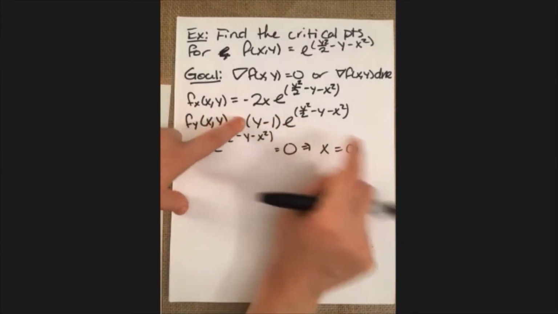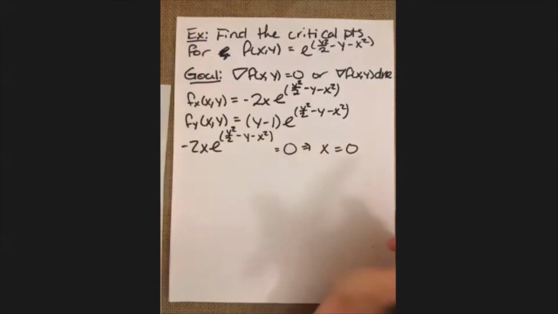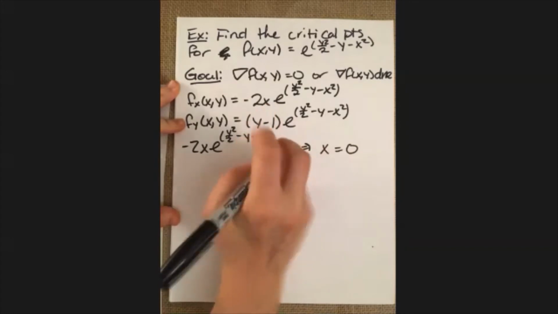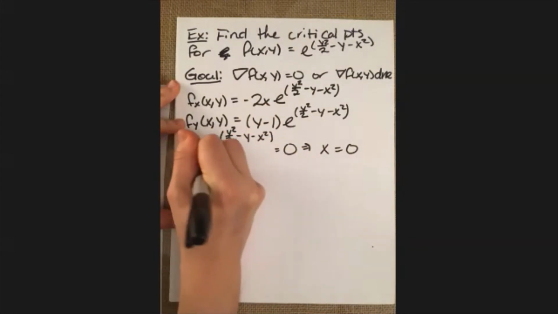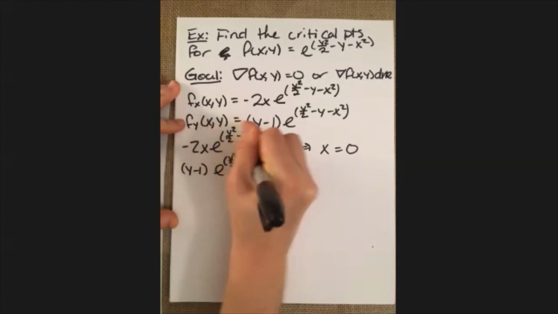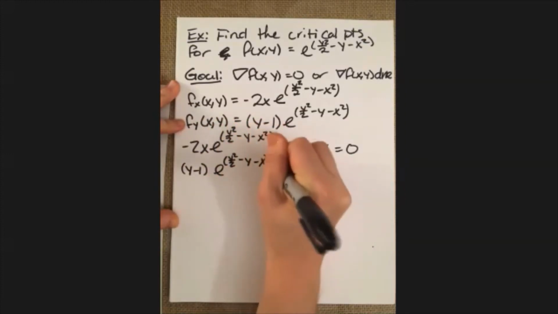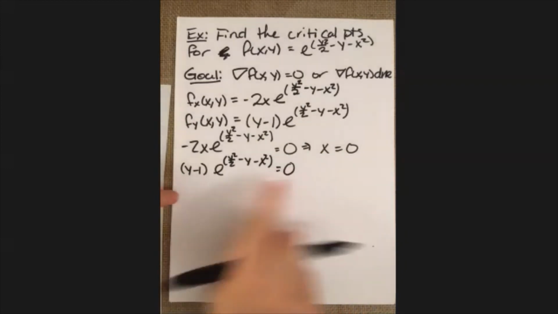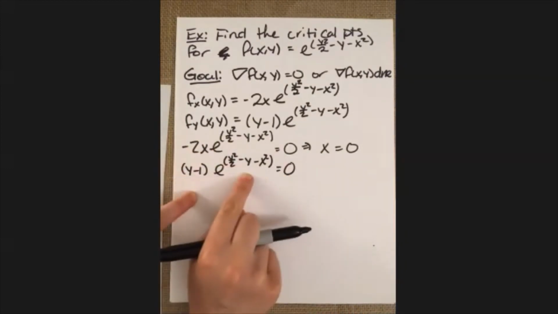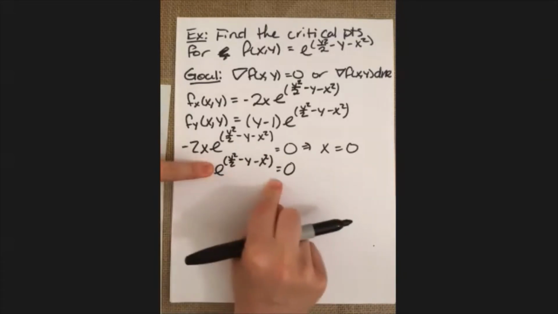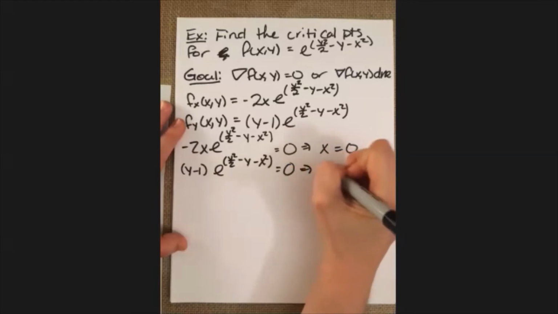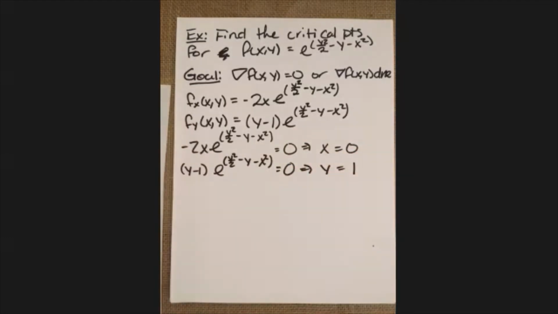Okay, so in a similar manner, we can look down here. This just gives us information about x, but we also need information about y. So we look here: y minus 1, e to the y squared over 2 minus y minus x squared. That's all equal to 0. Well, once again, we need this piece out front to be equal to 0 in order for the whole thing to be equal to 0, because the exponential function contributes absolutely nothing to that. So y would have to be equal to 1.